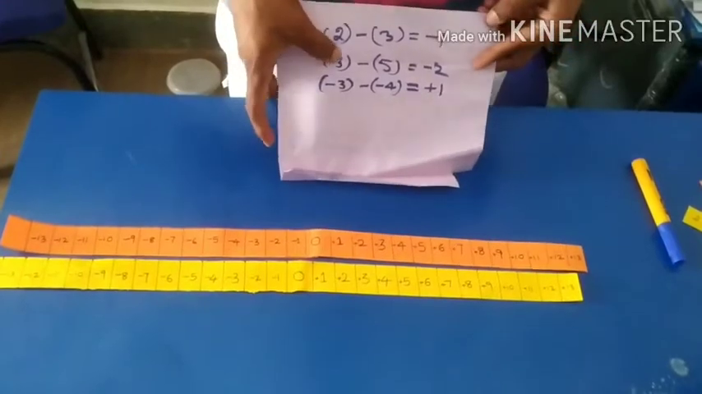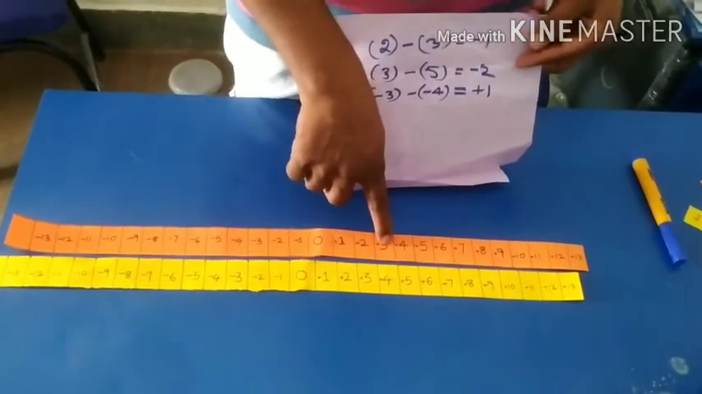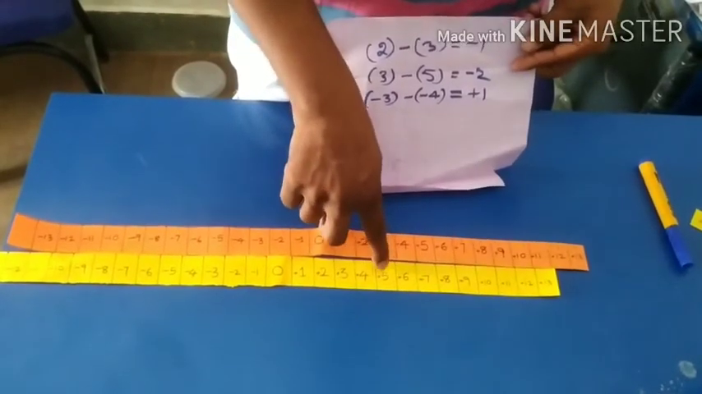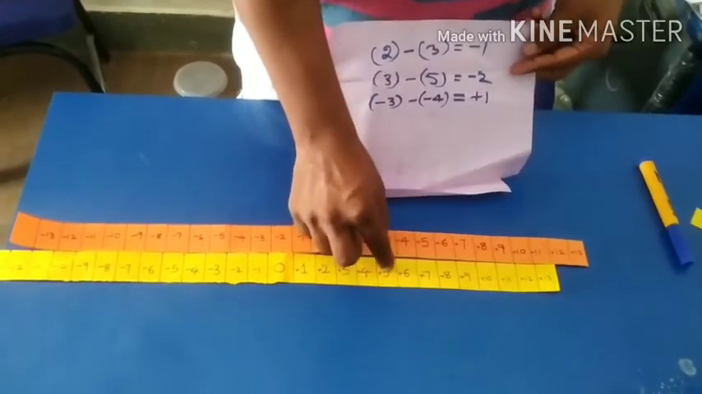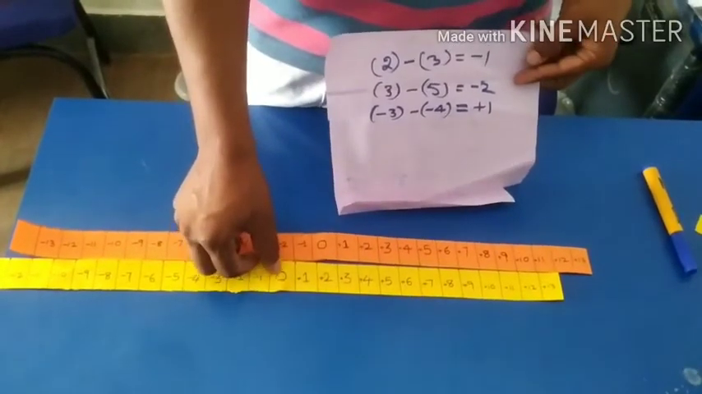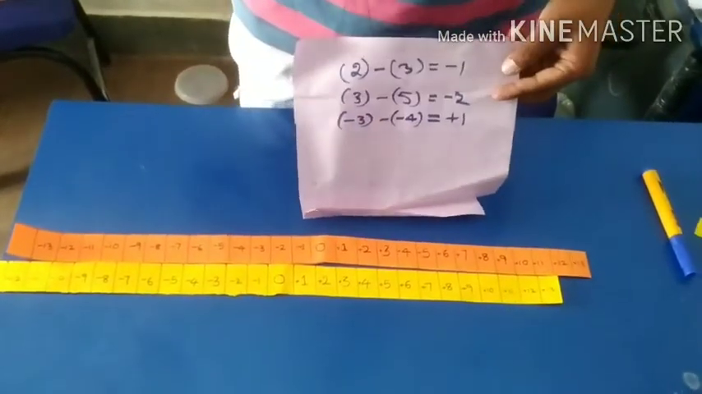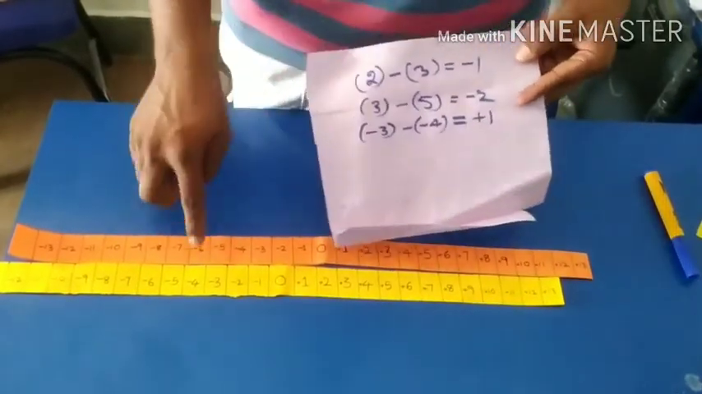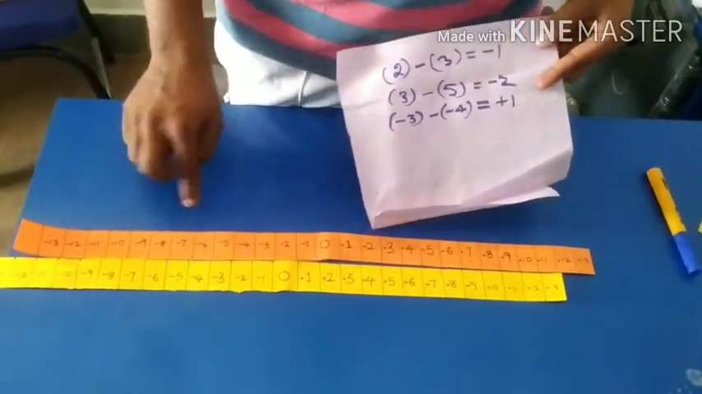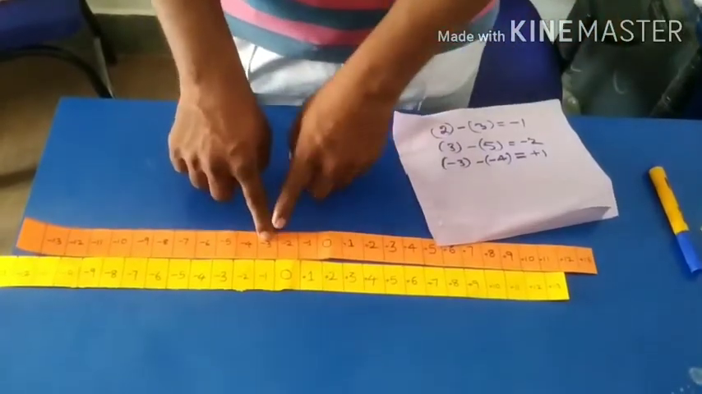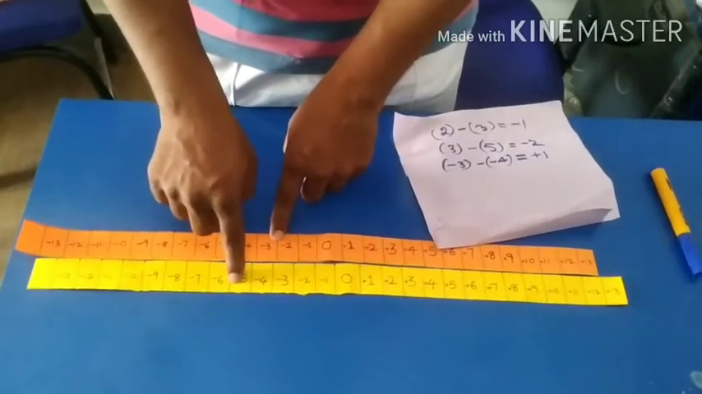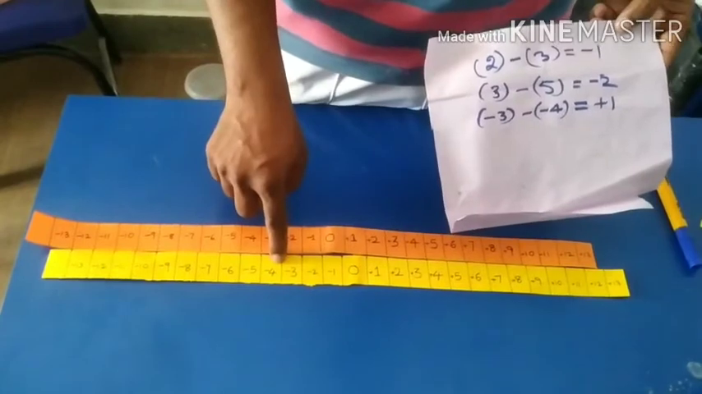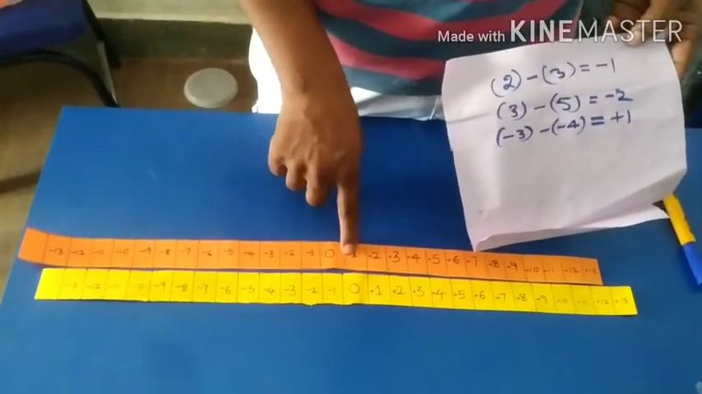In the same way, 3 minus 5. Where is 3? 3 is here. And plus 5. Plus 3 and plus 5. What are we doing? Subtracting. The answer will come straight at the 0. The answer is minus 2. In the same way, negative numbers we can also subtract. For example, minus 3 on the orange strip and minus 4 on the yellow. Just place it the same. Minus 3 and minus 4. The answer will come straight at the 0, plus 1.